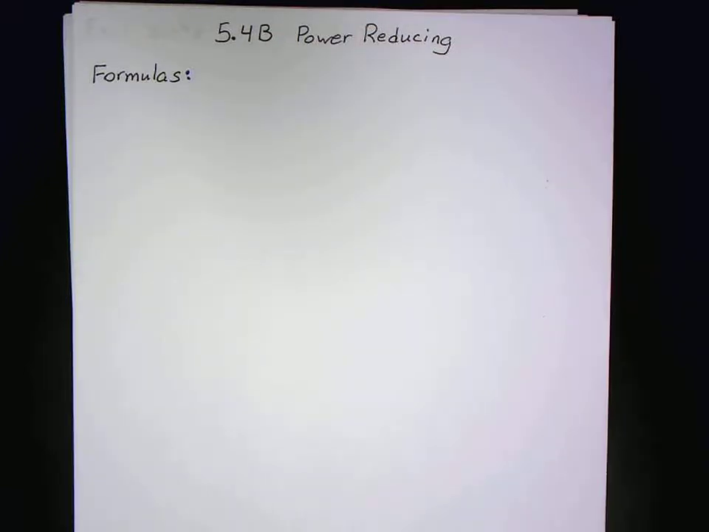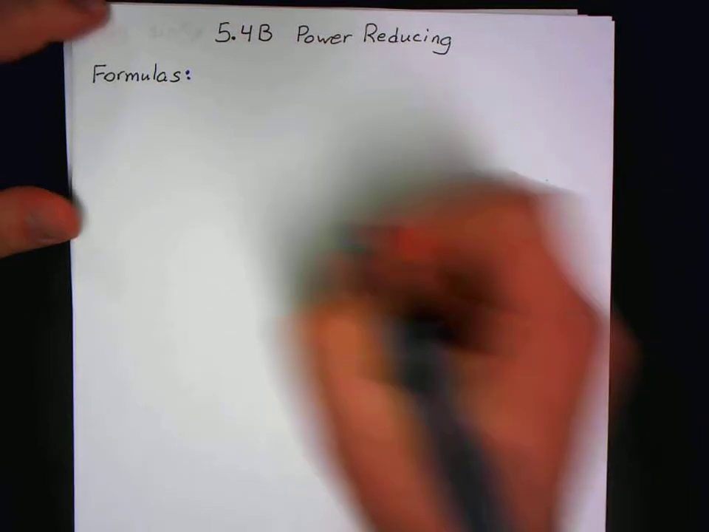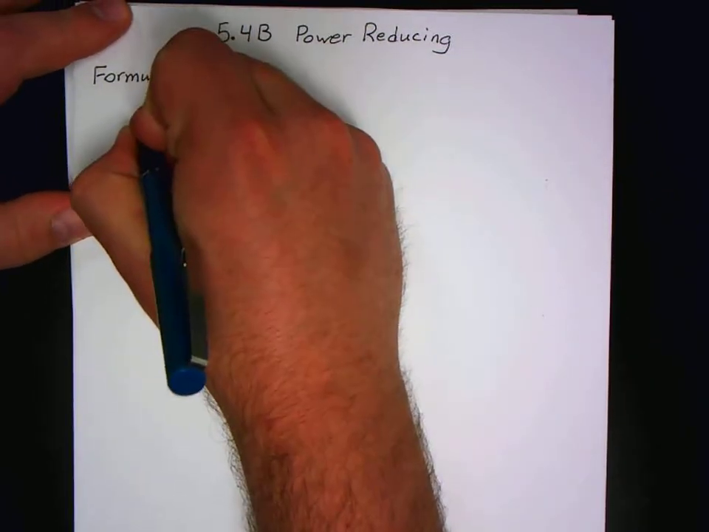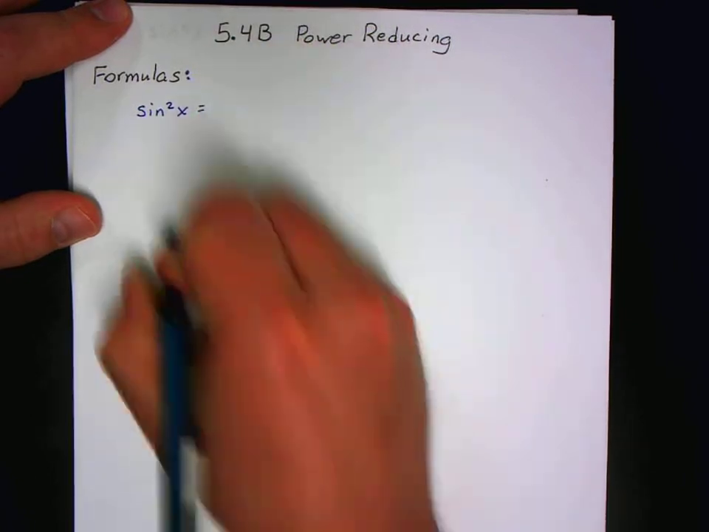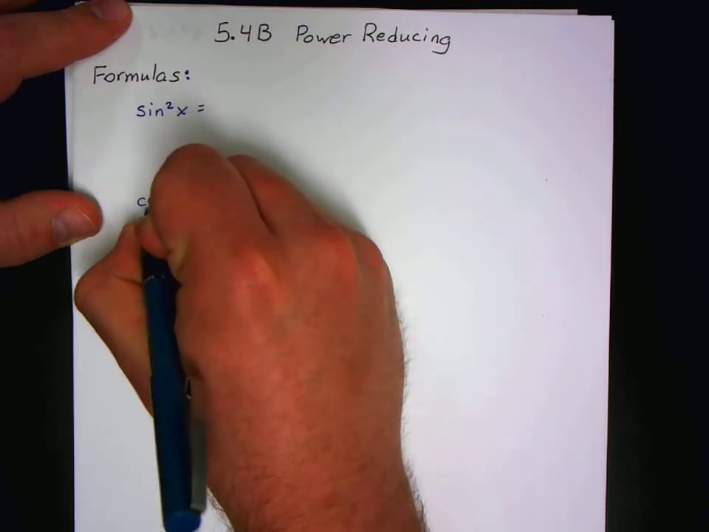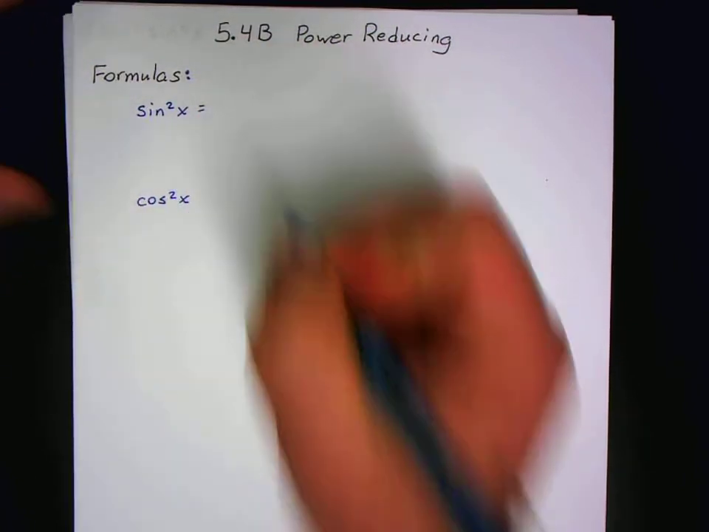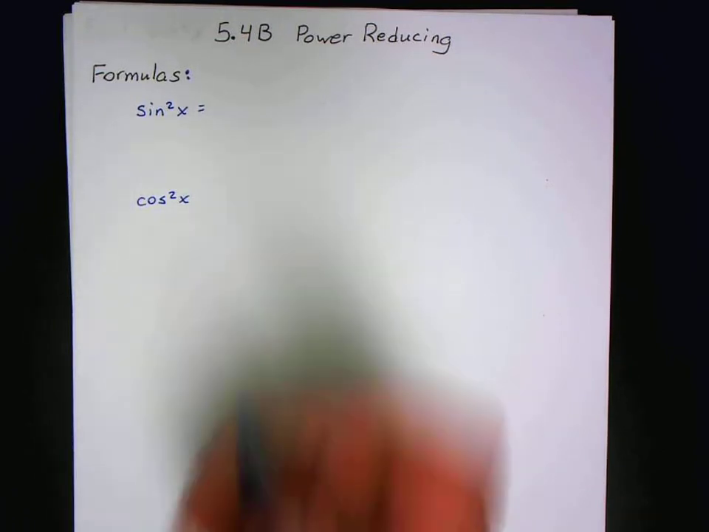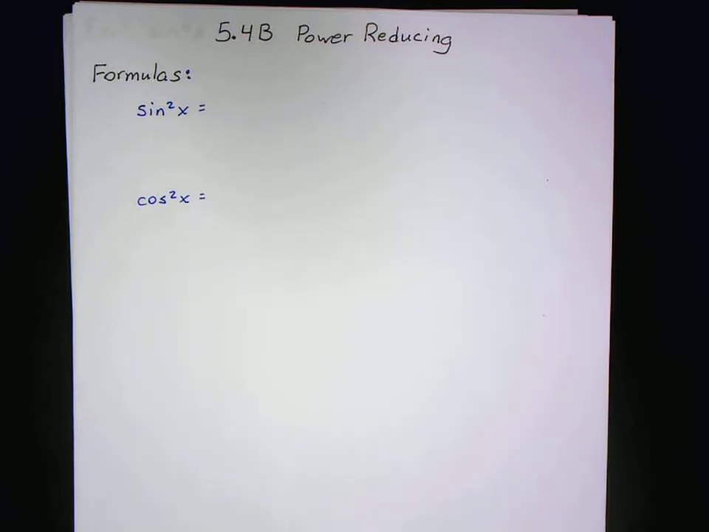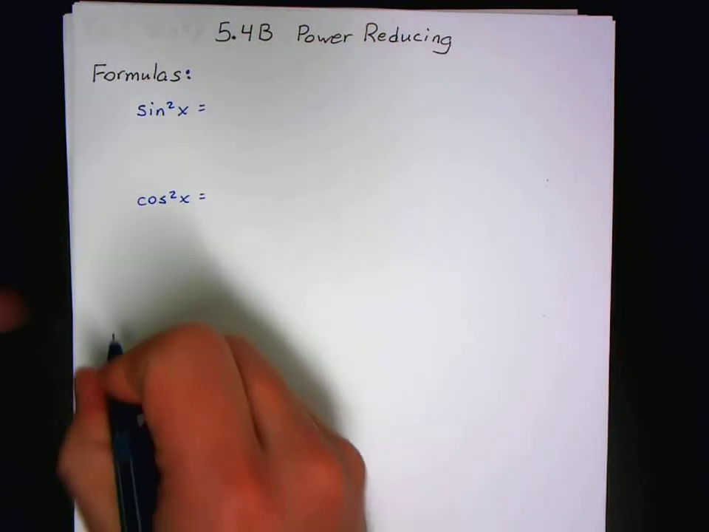Okay, power reducing formula. What we want to do is take something like sine squared of x and cosine squared of x and change them so that we no longer have a squared. Now, the way we do this is we actually use the double angle formula.